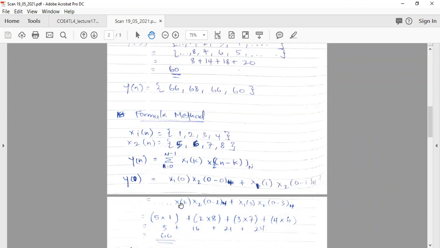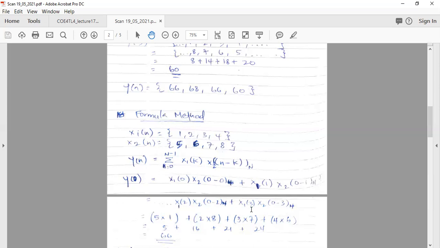So next part is when k equals 2. Plus, when k is equal to 2, x1 of 2, x2 of 0 minus 2, and then close bracket, plus x1 of 3 into x2 of 0 minus 3. And you stop over there because our capital N, the size of the series, is 4, or we are finding a 4-point convolution. So it goes from 0 up till 4 minus 1, that is equal to 3.